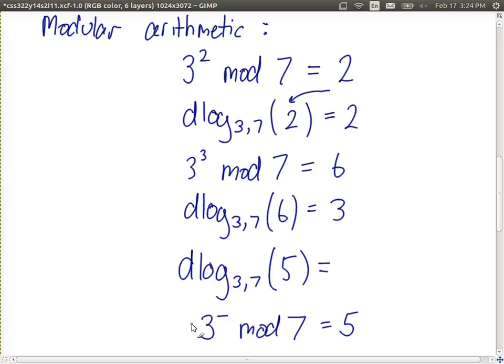So let's try again. 3 to the power of 5. 243 mod 7. Calculator time. Confirm. Check. 243 mod 7. What's the remainder when we divide by 7? If you have one of those communication devices that you put to your ear, a phone, then you can use the calculator on it. It turns out to be 5. 243 mod 7 is 5. So our answer of the discrete log: 3 to the power of 5 mod 7 equals 5. So the discrete log of 5 base 3 mod 7 is 5.